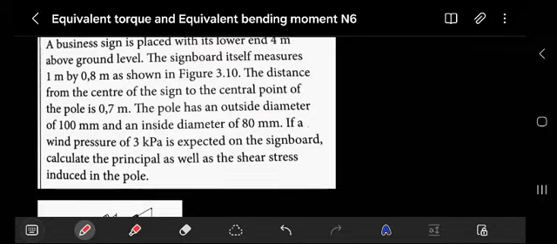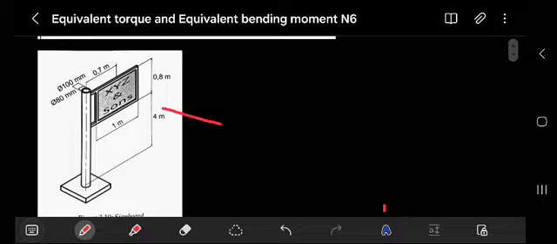The distance from the center of the sign to the central point of the pole is 0.8. The pole has an outside diameter and an inside diameter. If the wind pressure, as you can see, is exerted on this signboard, calculate the principal stress as well as the shear stress induced in the pole. Here we'll have the pressure acting, the wind pressure, acting on the board.